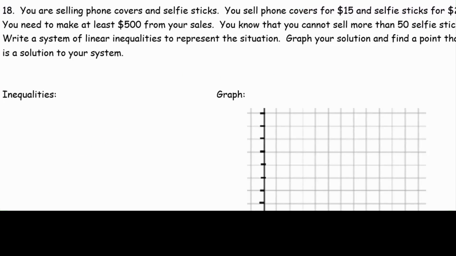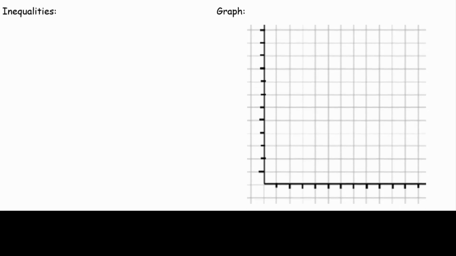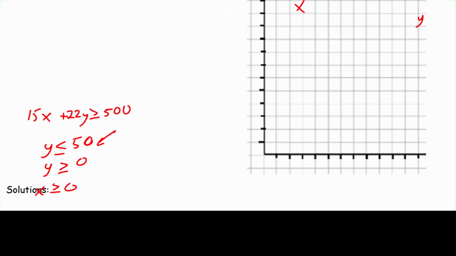I'll move my graph up just a little bit so that I can get the bottom of it in my screen. And it'll ask me for solutions here in a second. Okay, so let's try to graph this out. Now, the first question is, how big do these numbers have to be? So if you make all x's, what do you get? 500 divided by 15, right? So let's take out our calculator, 500 divided by 15.